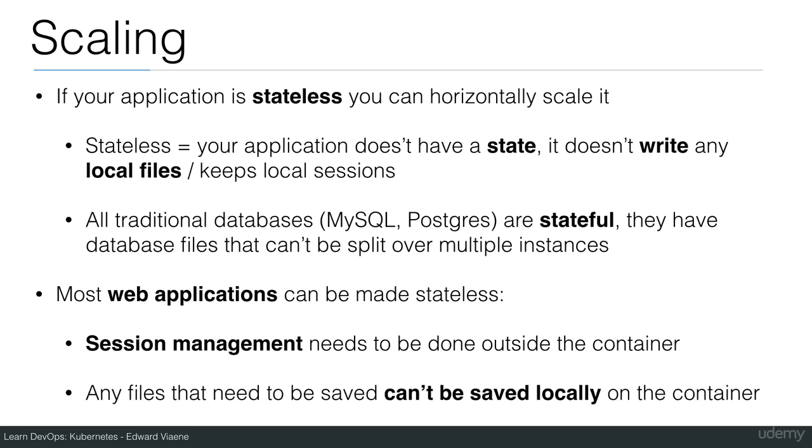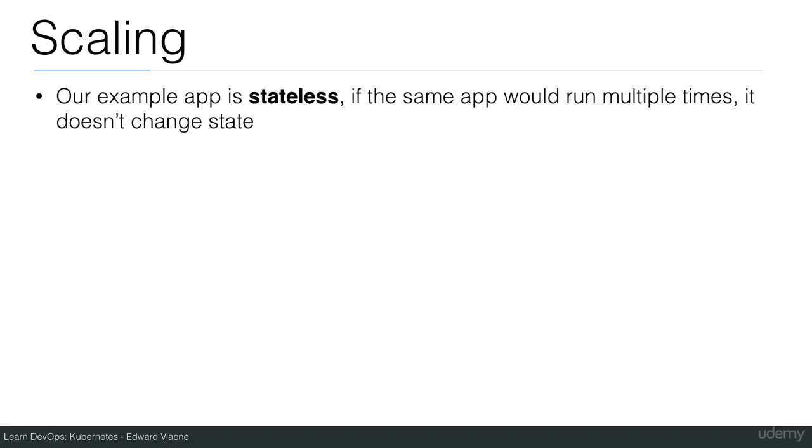Any files that need to be saved cannot be saved locally on the container, because if you stop your container and you start it again, the file is lost. So you need to also save any files that you want to save outside the container, either on some shared storage or on an external service. On AWS, this can be, for instance, S3, which is an object storage.